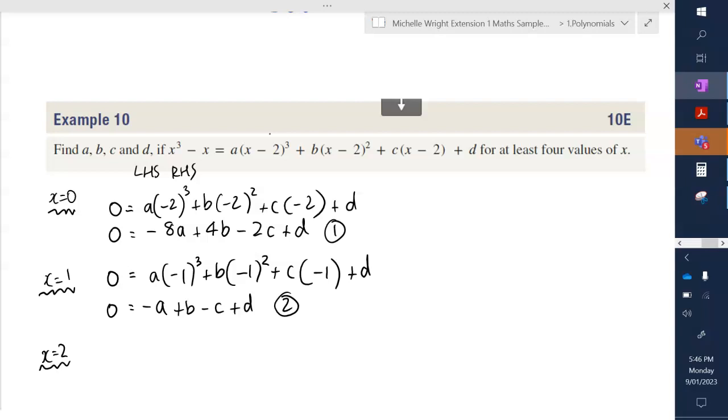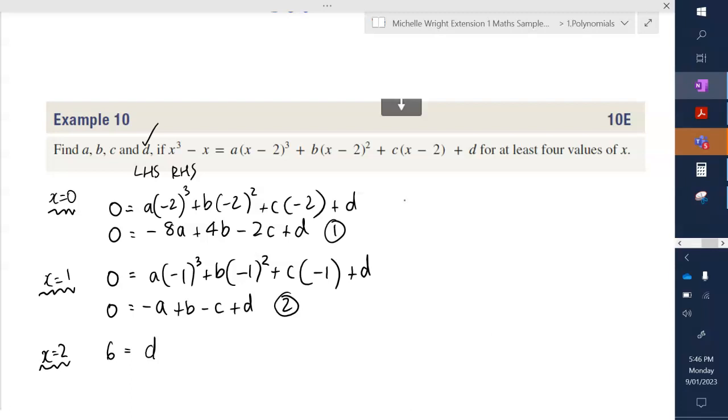So 2 cubed, which is 8. 8 minus 2 is 6. So my left-hand side is 6. My right-hand side, this part goes to 0, this goes to 0, this goes to 0, and D is equal to 6. So tick, we've got D. That would make our other two equations a lot neater. So we could pop those in there if we would like now. We're adding 6, so we'd get a minus 6 on that.